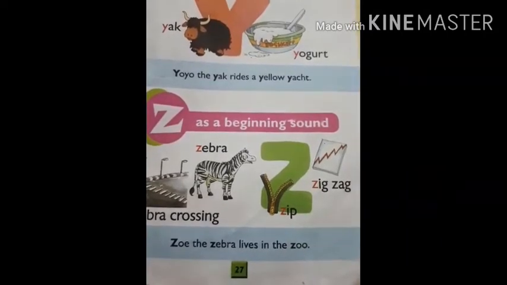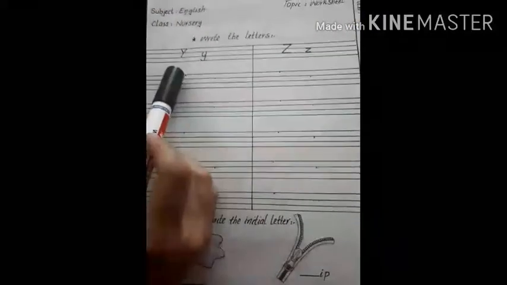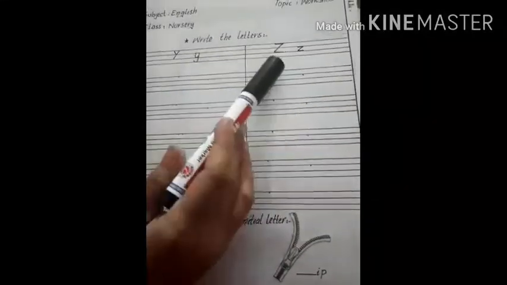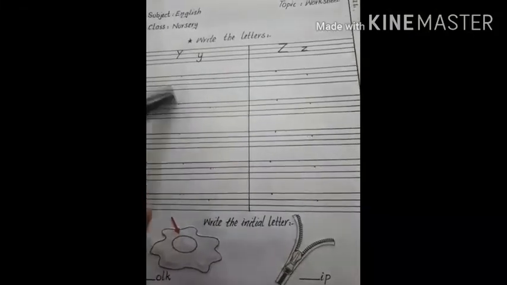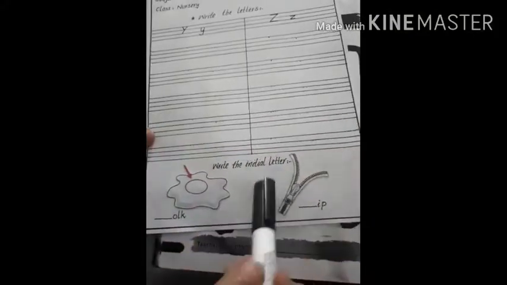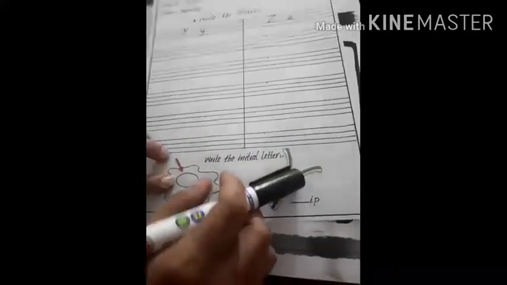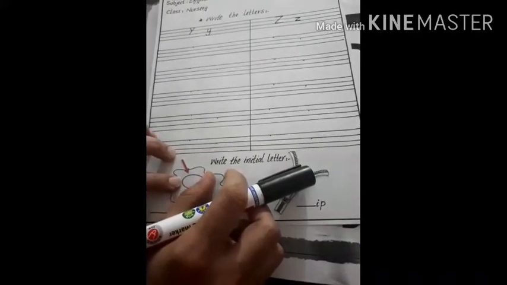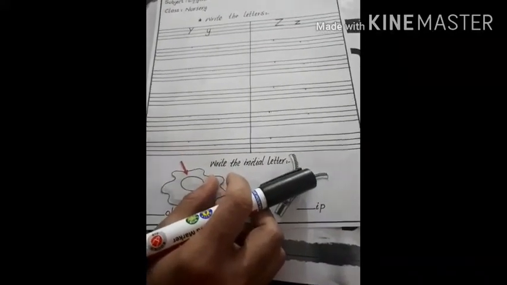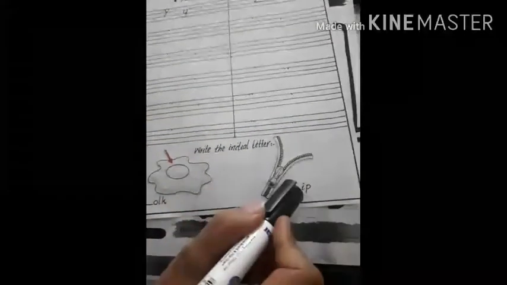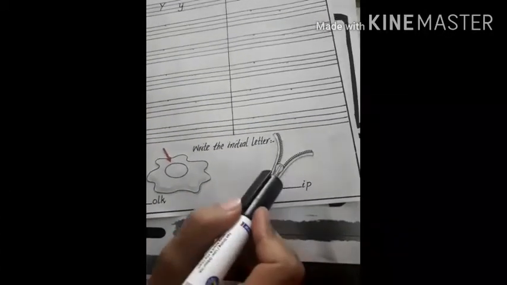I hope you understand everything. Now, as homework, here we have a worksheet. As you can see, two letters are already written on the worksheet, Y and Z. You have to write the same letters in the below line in both columns. And here we have a question, write the initial letter. As you can see, here we have a picture of yolk. What is yolk? The middle yellow part of an egg is called yolk. So, Y is missing over here. You have to write the Y here. Zip. Z is missing over here. You have to write the letter Z in the blank.